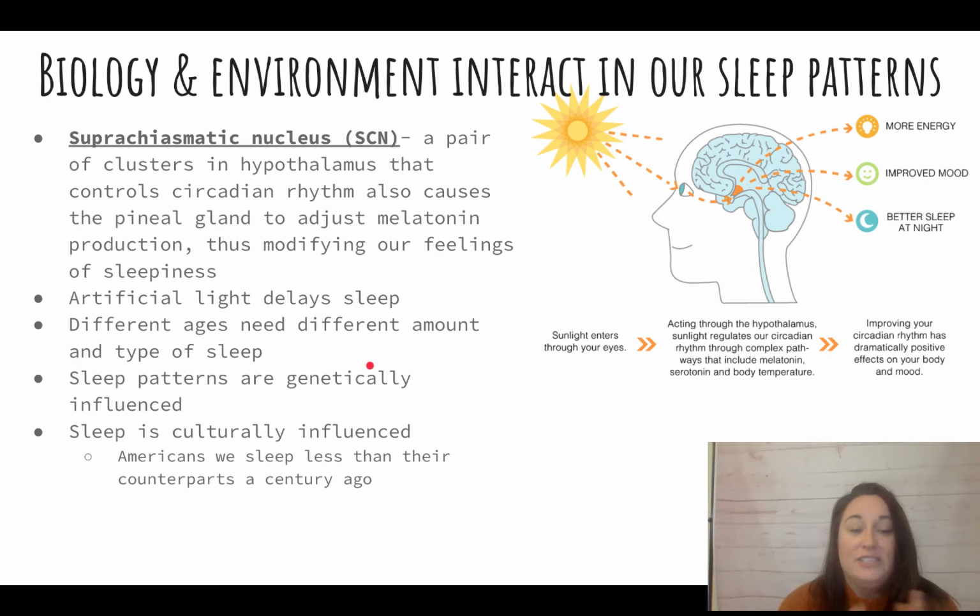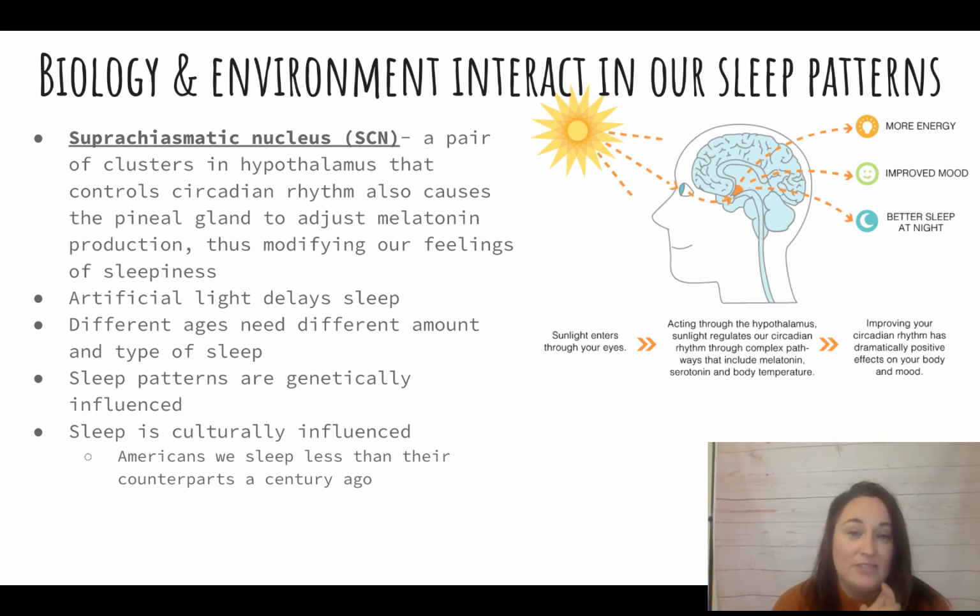Again, different ages need different amounts and types of sleep. Babies and young children need much more sleep, anywhere from 12 to 14 hours of sleep when you are very little. Teenagers need more like 10 hours of sleep, possibly up to 12 hours. And adults need less sleep. Now, some adults need slightly more sleep than others. Everyone is a little bit different. It's not an exact number for everyone.